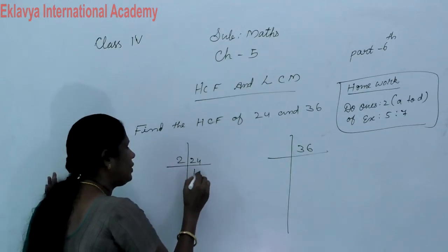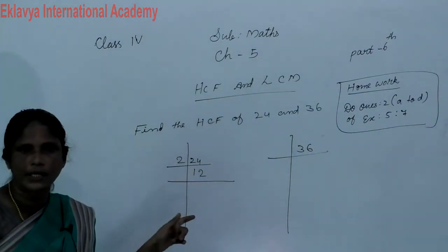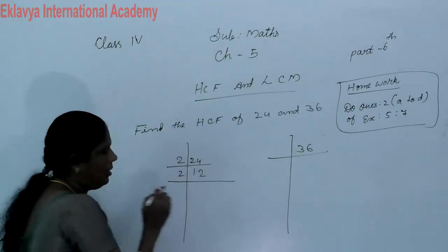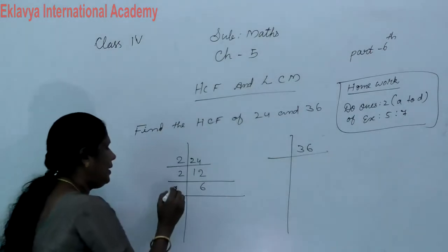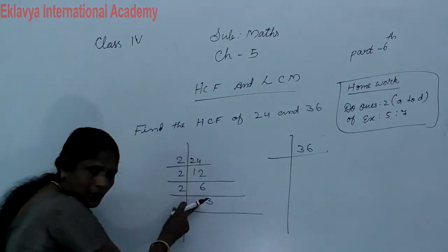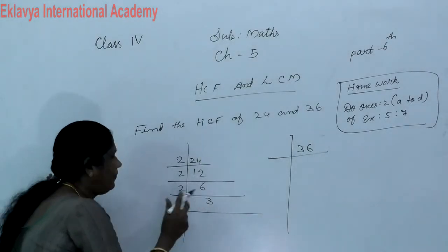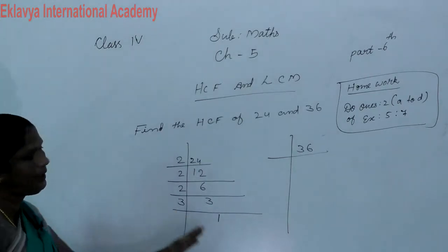How many times? 12. Again, this number 12 is divisible by 2. Yes. How many times does it go? 6 times. Again, yes, 2. How many times? 3. 3 is also a prime number. The next prime number is also 3. Then 3, how many times? 1 time. Now we end this.